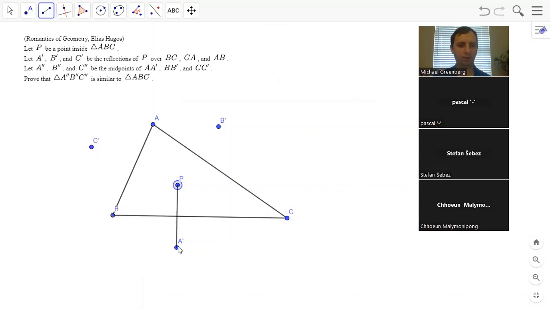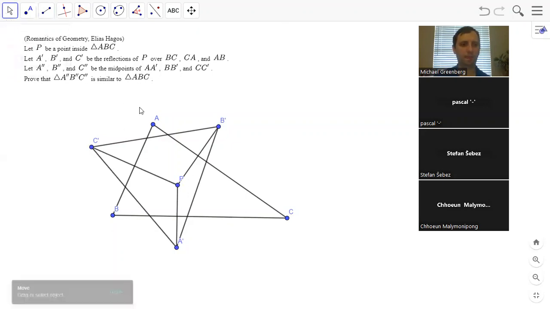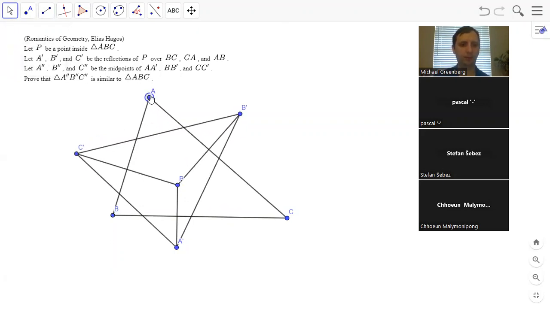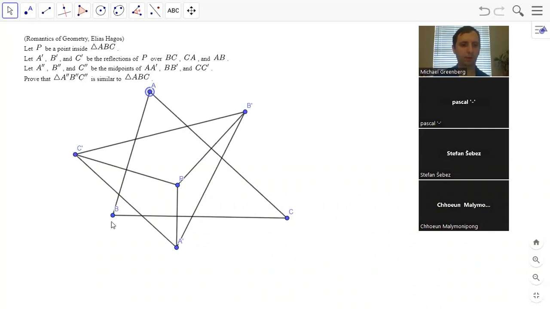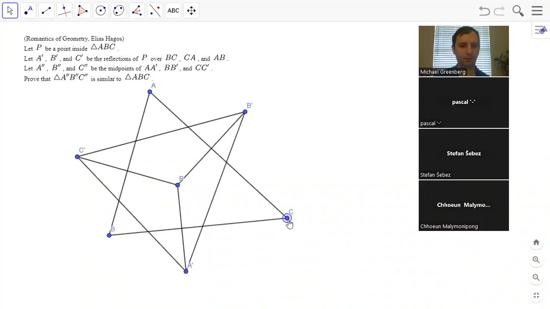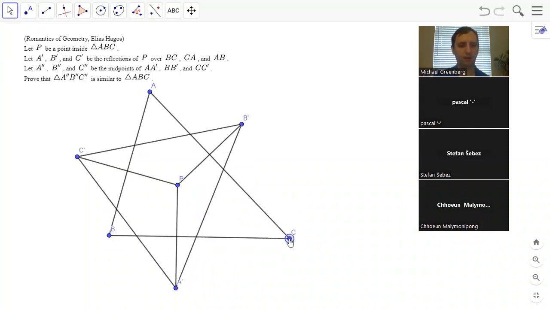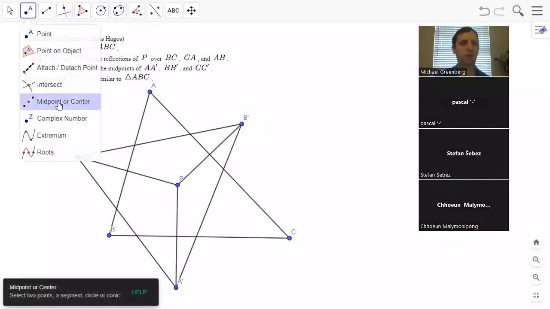So yeah, we reflect P. So I think the circumcenter of this triangle is like the isogonal conjugate of P, right? I think. So anyways, we take the midpoints of A prime, B prime, and C prime, and it's supposed to be similar to the original triangle.